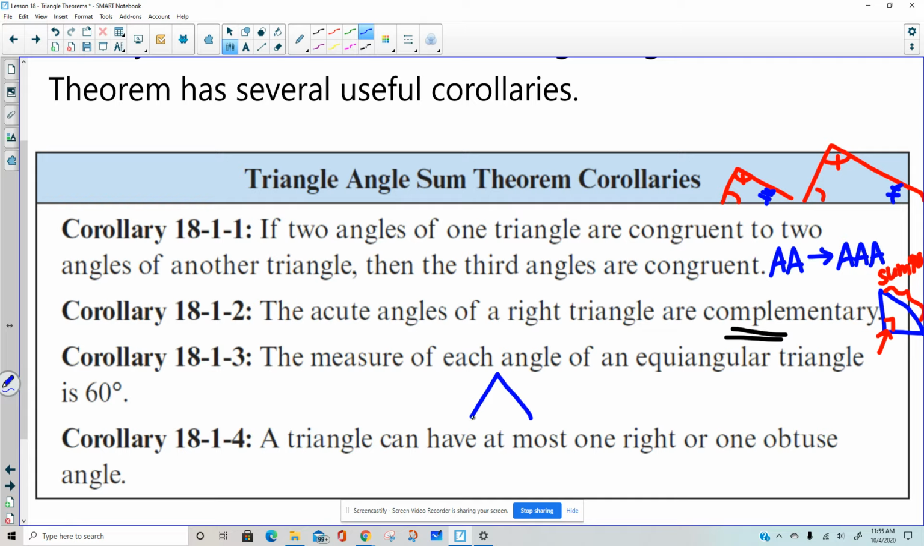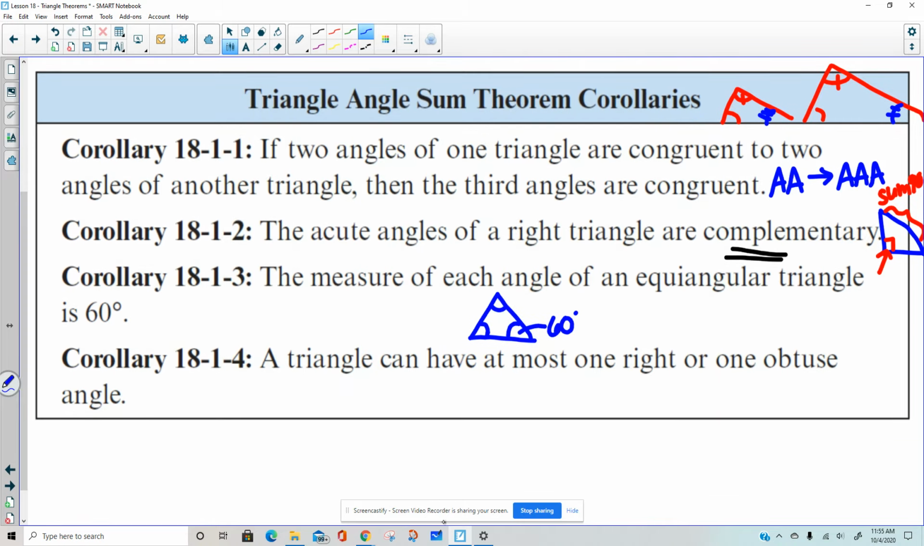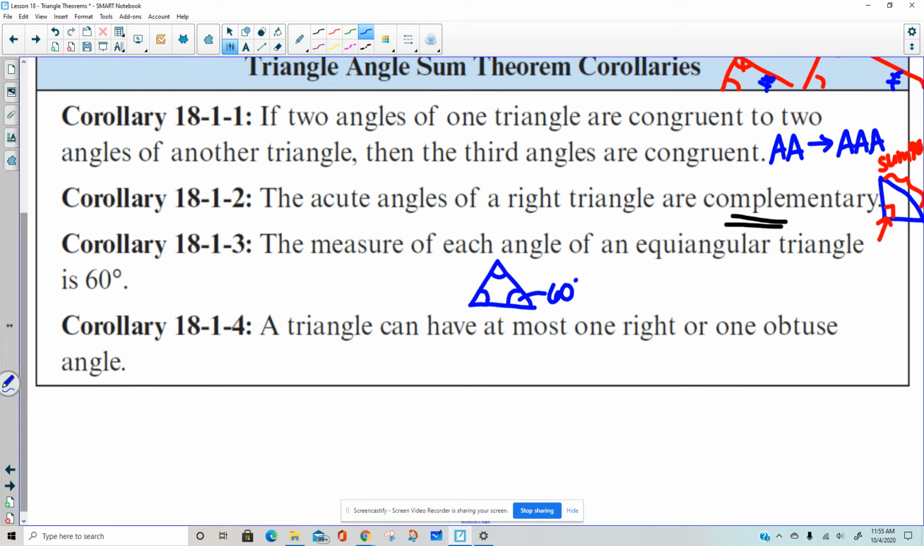So equilateral triangle means equiangular. So 3 congruent angles, well, we've got 180 degrees total. Therefore, each one must be, well, let's see, 180 divided by 3 is 60. 60, 60, 60. The last one is a triangle could have at most one right or one obtuse angle.